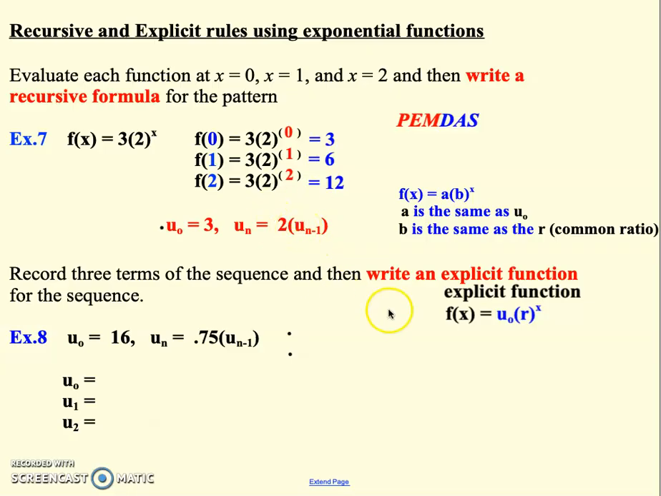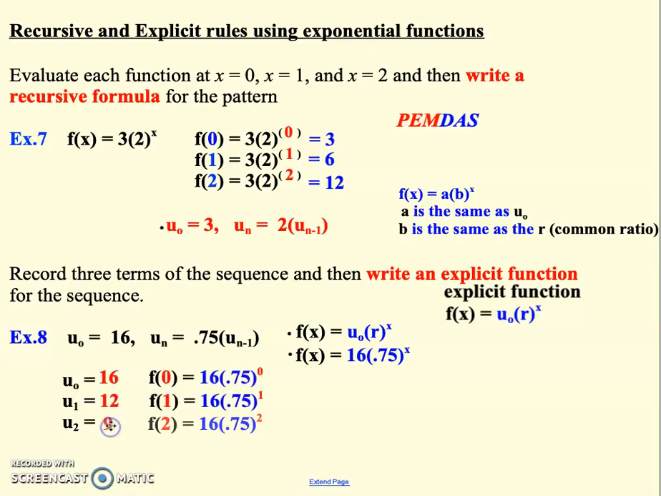Now, working the other direction, this is recursive. So here's my starter, 16. 0.75 times the previous term. So there's my r. Here's my u of 0. So again, just getting used to going back and forth between the two formats. Plug in u of 0, plug in r. There you go.